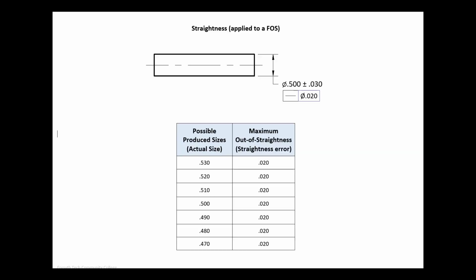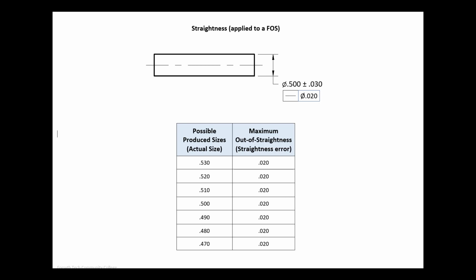Let's look now at an example of the same part with the straightness applied to a feature of size. Notice how the feature control frame is assigned to the size dimensions. This tells us that the geometric control is controlling the axis of the cylindrical feature of size, not the surface.